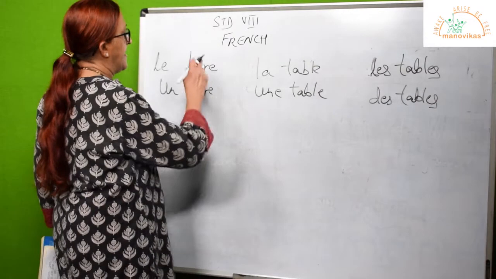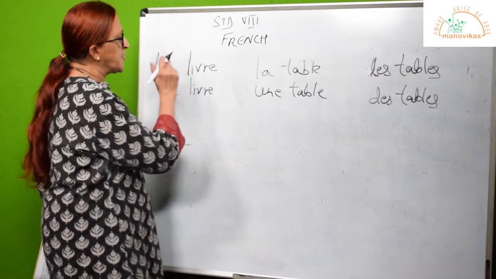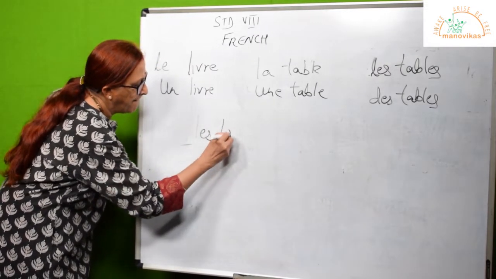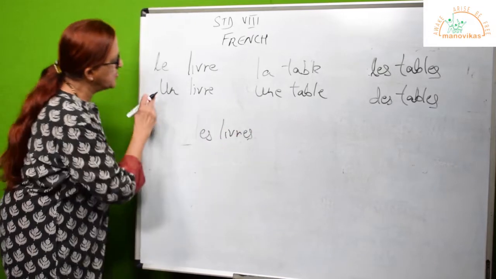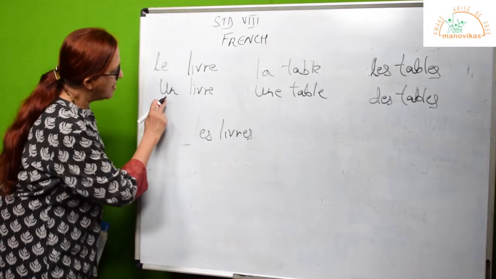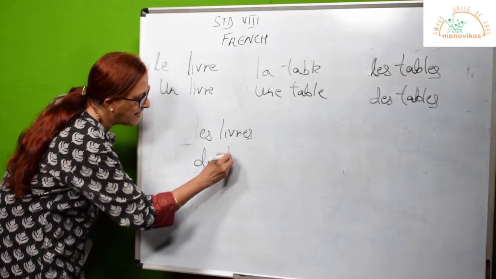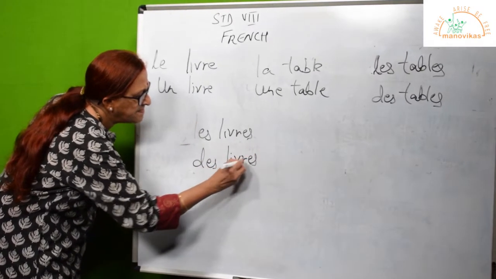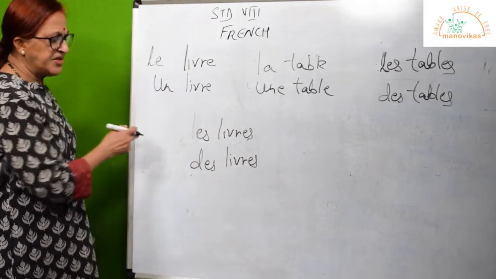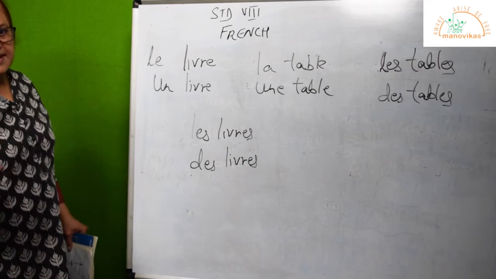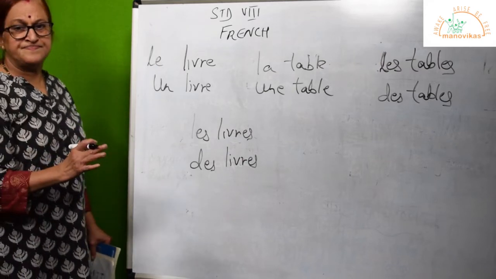So le livre, how will you make this one plural? It will become les livres. How will you make this one plural? A book will become some books. So your des is some, whereas les is the. The book, the books. A book, some books. Have you understood?